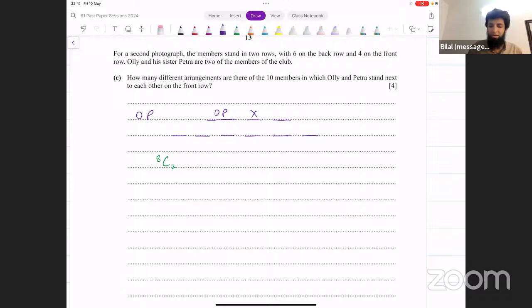Let's call them X and Y. And then the remaining people, we don't know. Let's call them A, B, C, D, E, F. They're all different people, right? Now we need to arrange them. Now, in how many ways can we arrange these people in the front row?